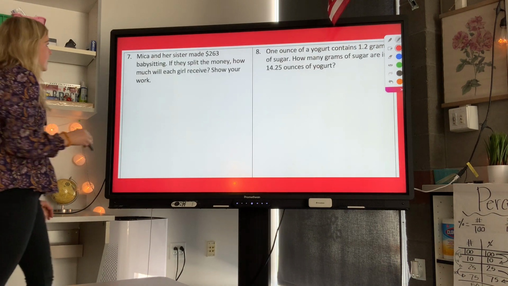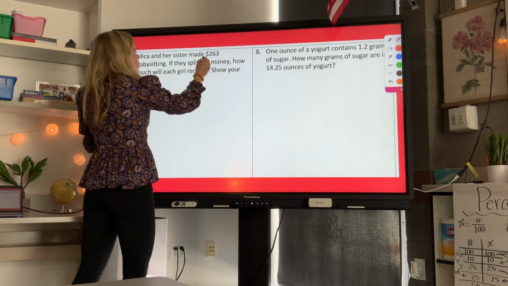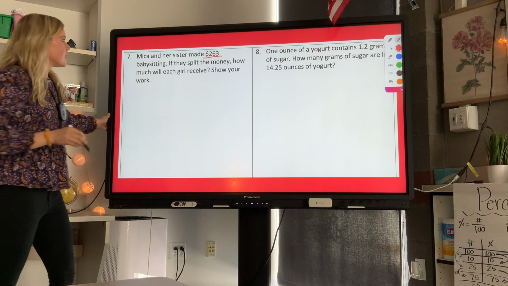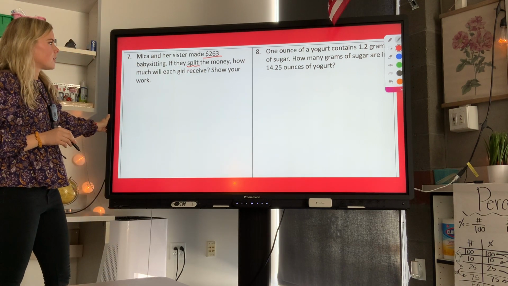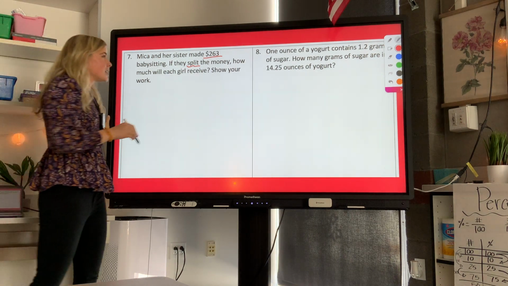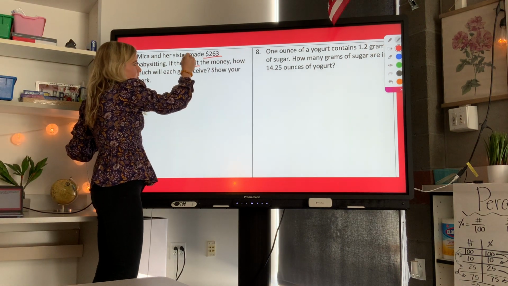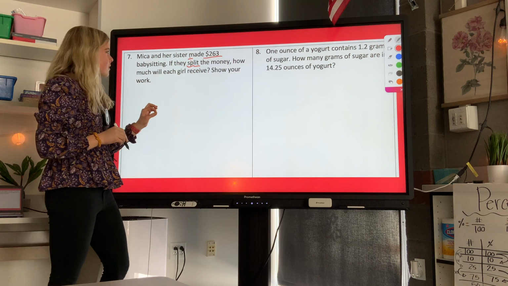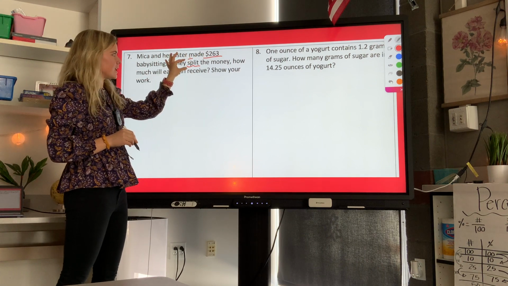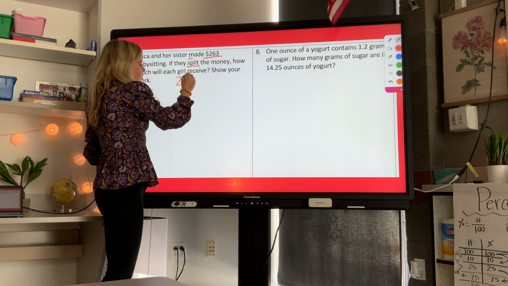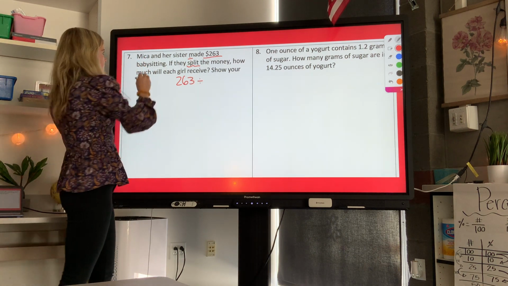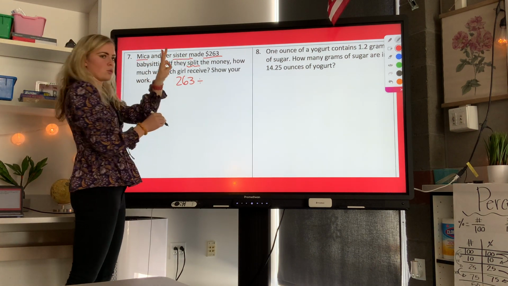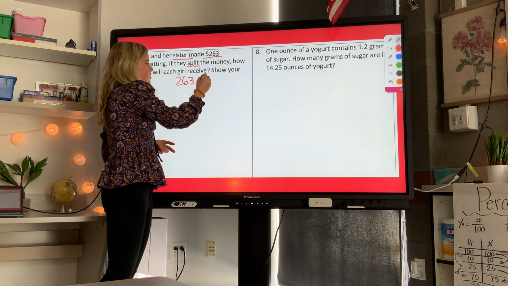So Micah and her sister made $263 babysitting. If they split the money, how much will each girl receive? So anytime it says split, that almost always is going to mean division. Split, we're dividing. So we're taking $263 and we're splitting it between the sisters. And in this case, it's Micah and her sister. So that's two people. So 263 divided by 2.